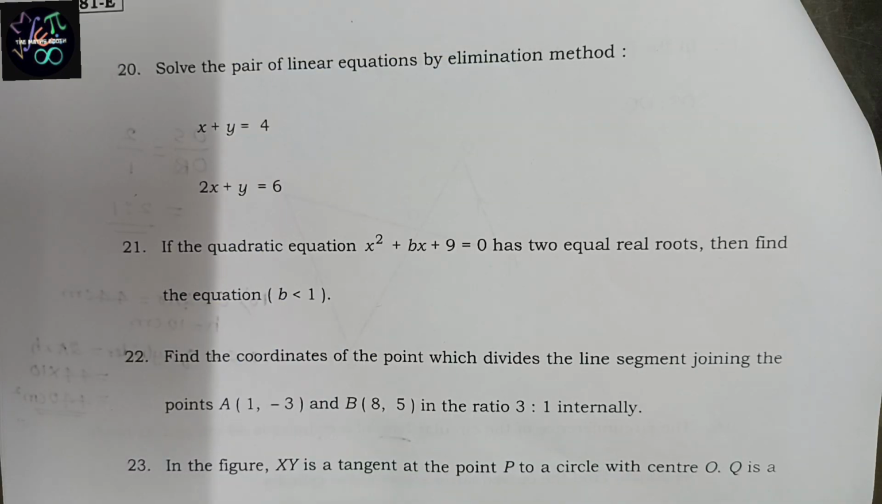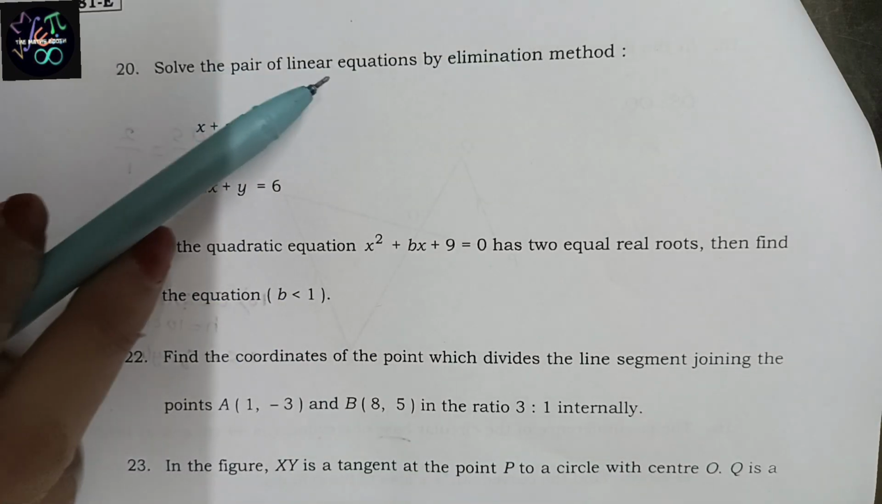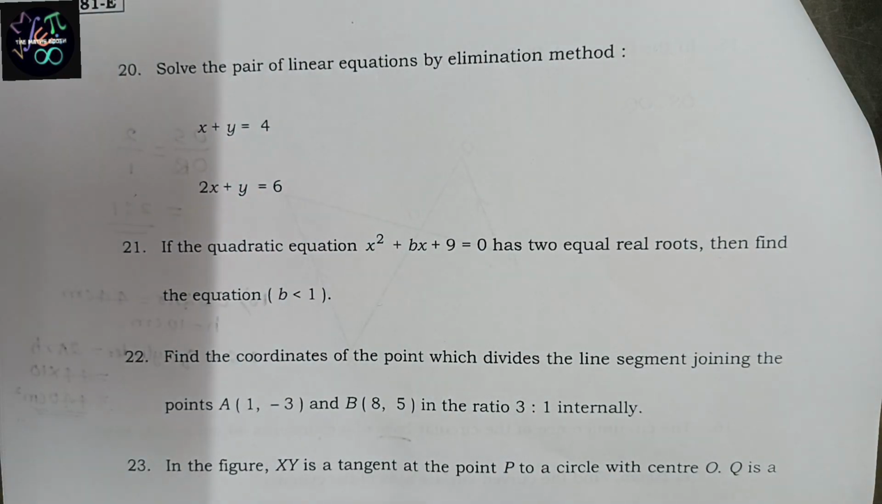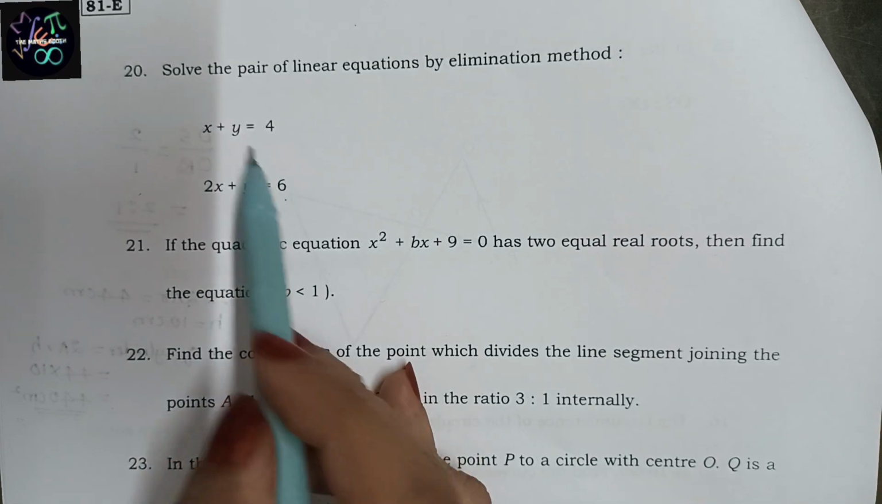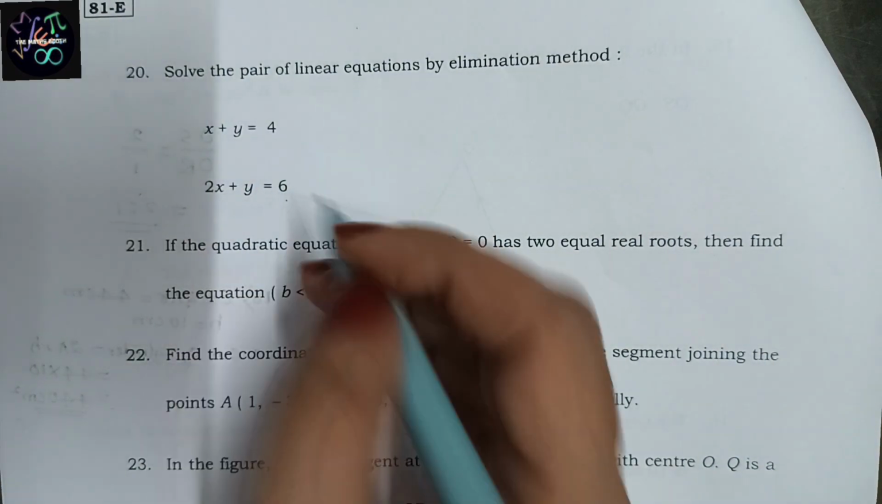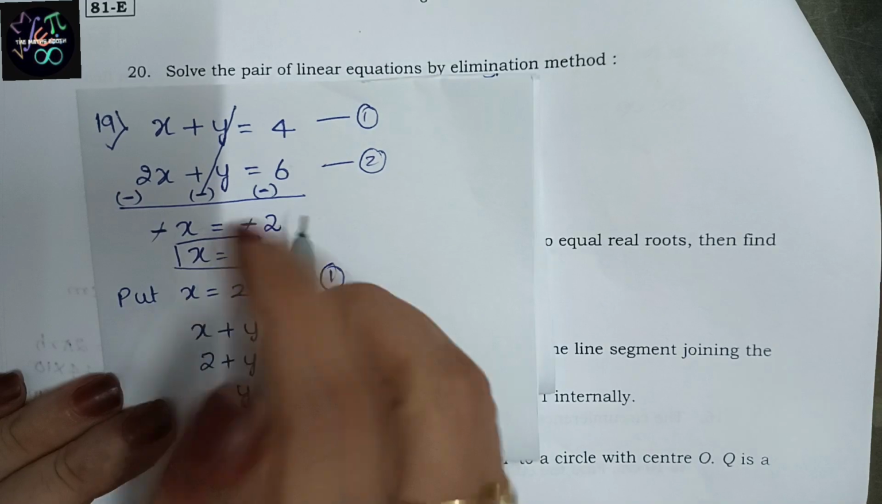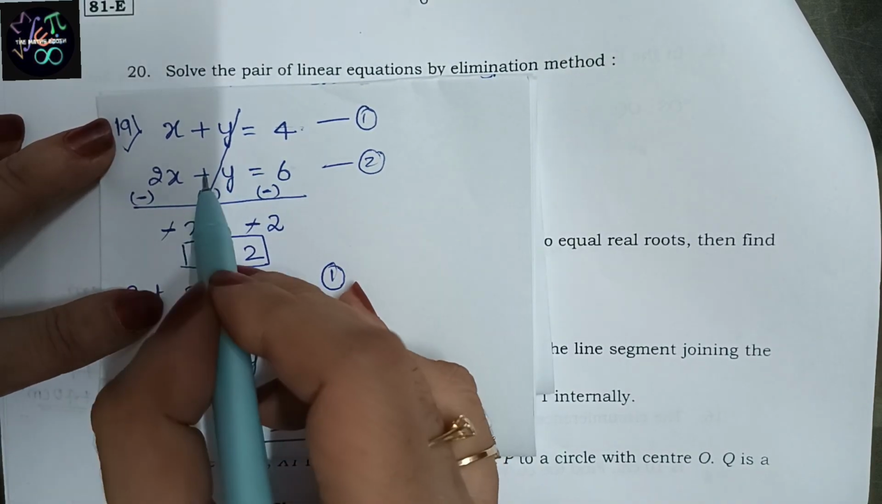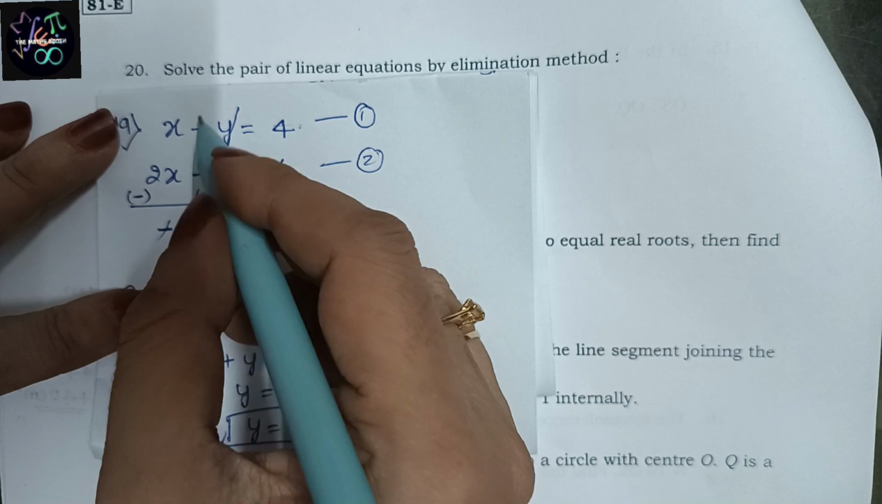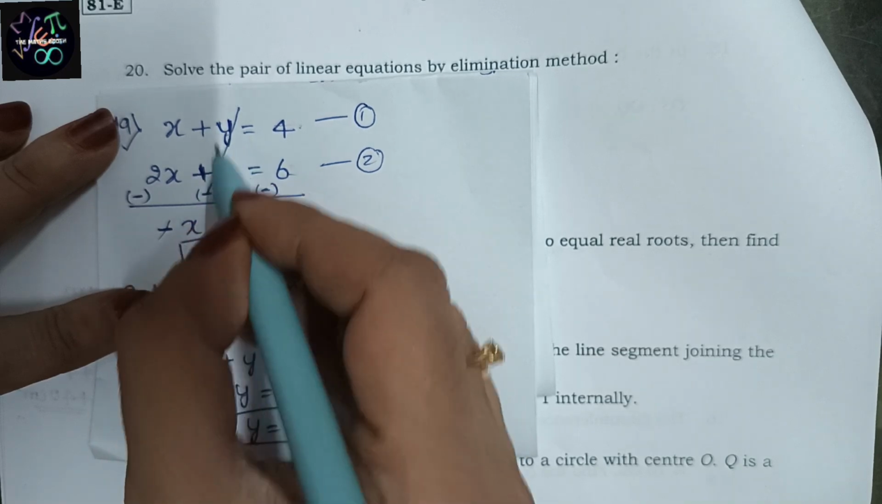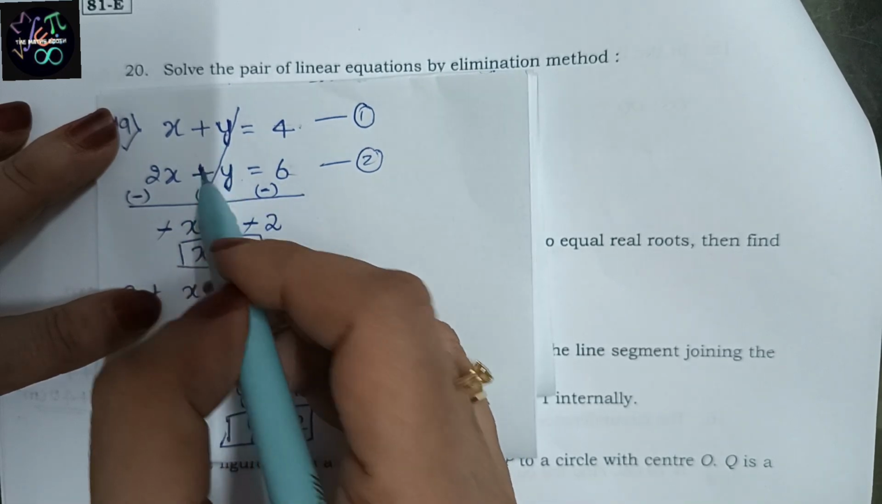Question number 20 is: solve the pair of linear equations by the elimination method. Two equations are given, x plus y is equal to 4 and 2x plus y is equal to 6, equations 1 and 2. I have written this here. We can see both equations have y with a positive sign.